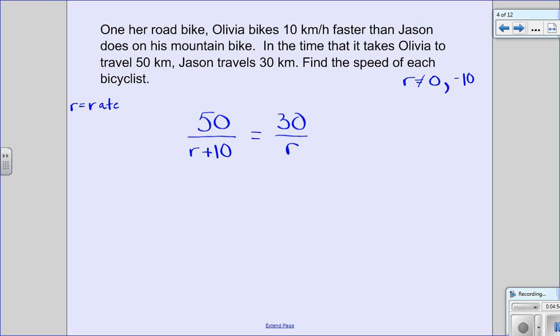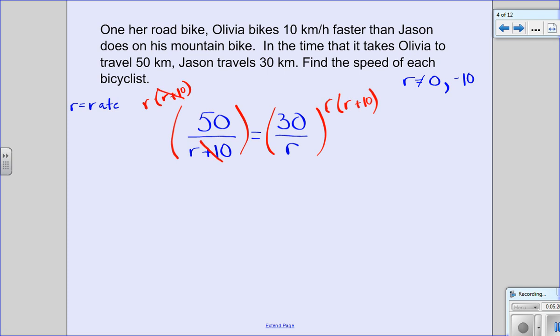We want to clear the fractions by multiplying each side by the LCM. Here it would be r times r plus 10. Or since this is a proportion, we could cross multiply and set it equal to each other. I'll show you that in the next problem. But let's finish solving this.